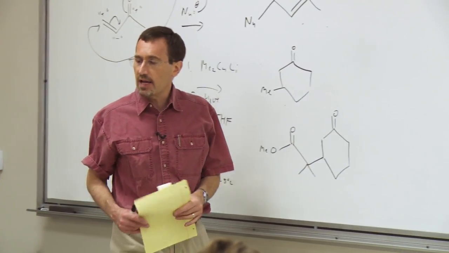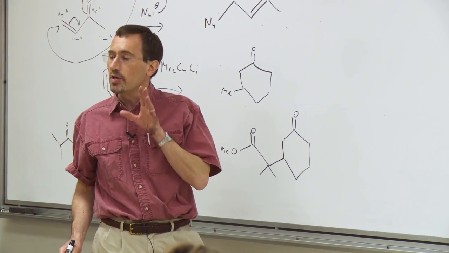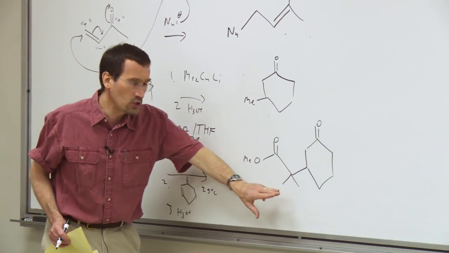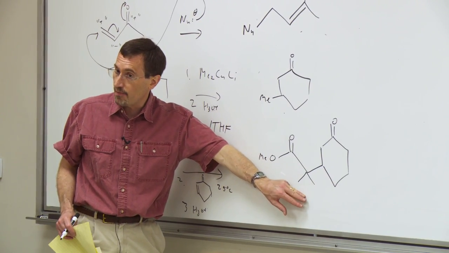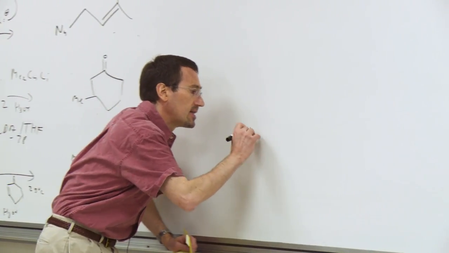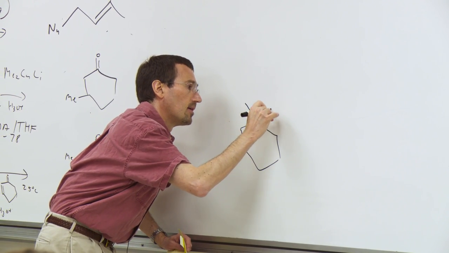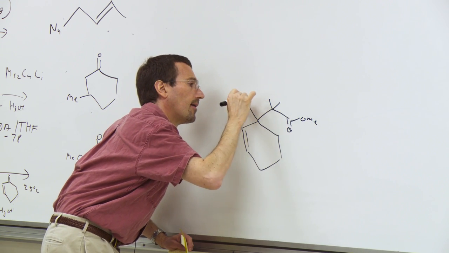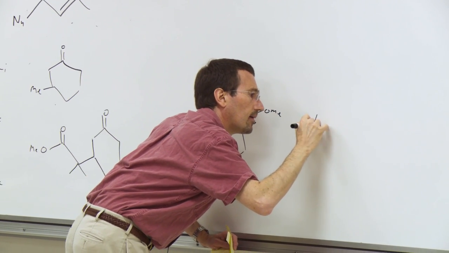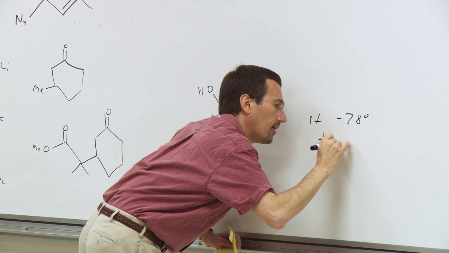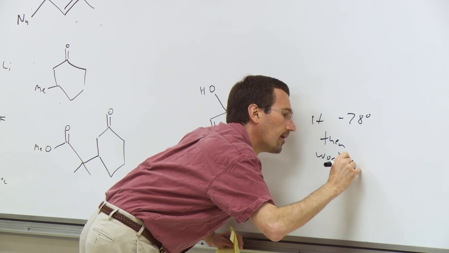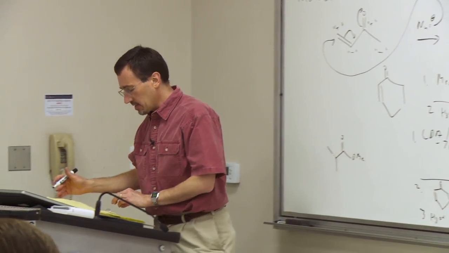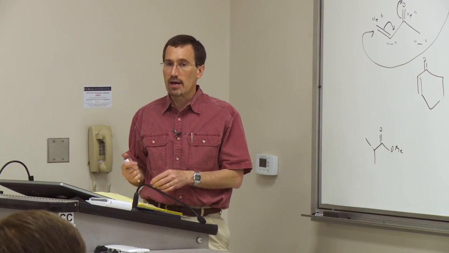If we carried out this reaction at negative 78 degrees, the primary product of reaction is the 1,2 addition. In other words, the 1,4 addition, the Michael addition, is a thermodynamic product. The 1,2 addition is a kinetic product. So in other words, we can control this reaction to either give us a Michael product or an aldol product.